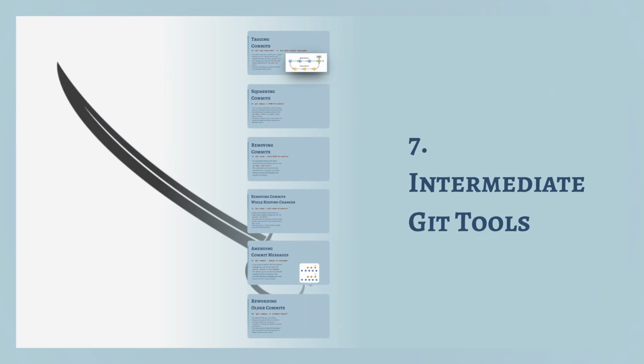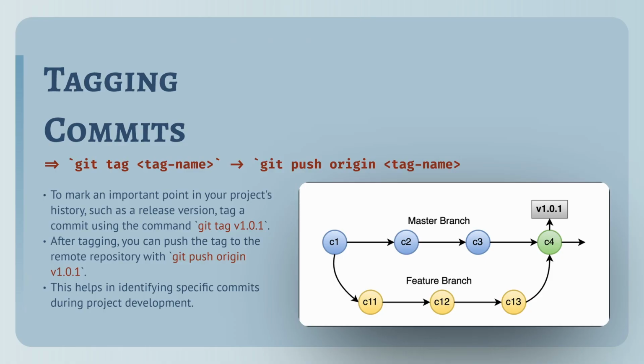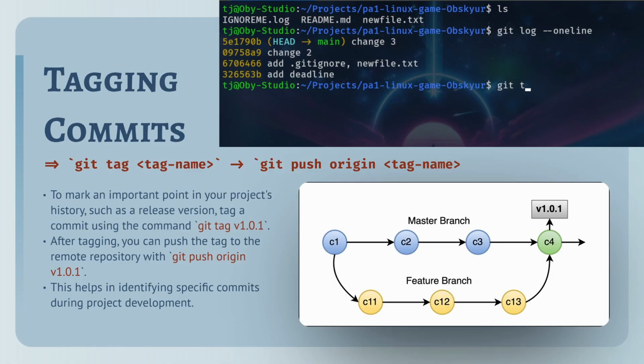Once you're comfortable with the basics, Git gives you tools to clean up and manage history. To mark important points in history, like releases, you can tag a commit using the git tag command followed by the name that you'd like to tag it with. If you want to share that tag with others, you need to make sure that you push it to origin, which is the remote server.